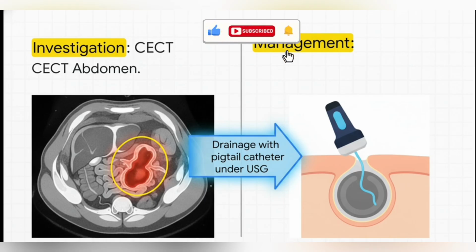The absolute gold standard investigation of choice is a CECT abdomen. It lights up exactly where that heterogeneous collection is hiding. And management? Thankfully, it's usually minimally invasive now. We typically do drainage with a pigtail catheter under USG guidance. There is usually no need to open the abdomen all over again if you can just drain it percutaneously.